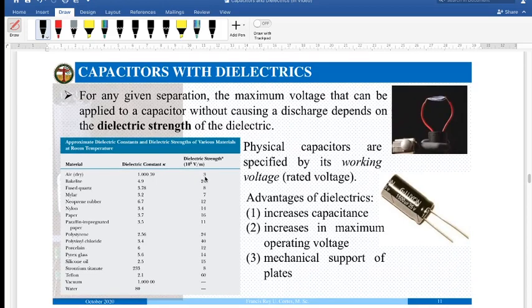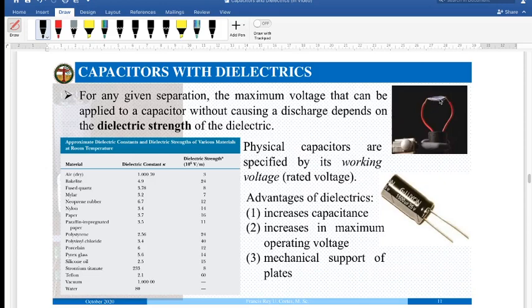So that is 3 times 10 to the 6 volt per meter. So compared to other dielectric materials, here it is less, right? So that is why usually in air, if our dielectric material is air, it is easy for it to ionize. Ionize is the term. That is why you see a spark.